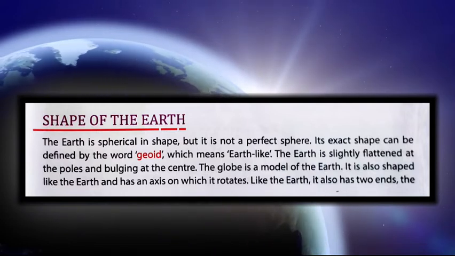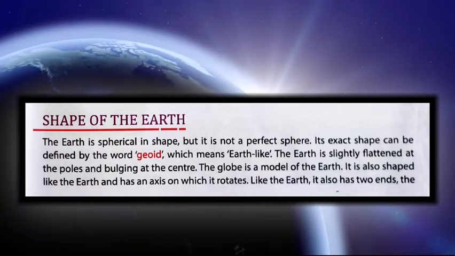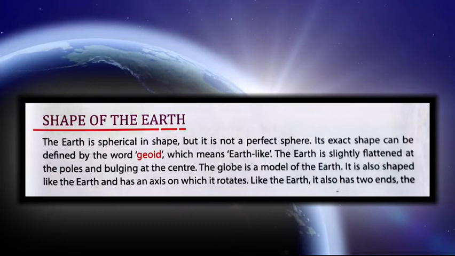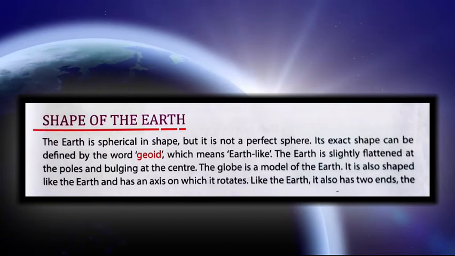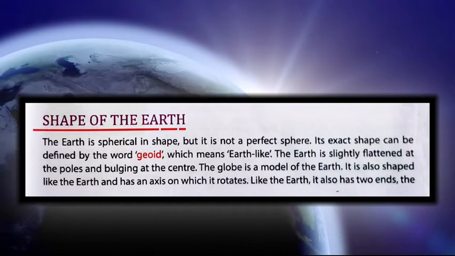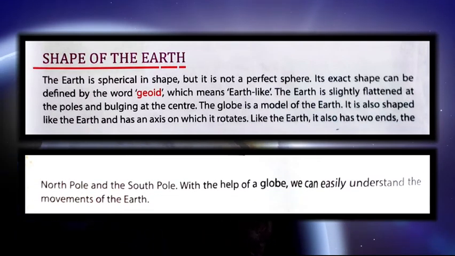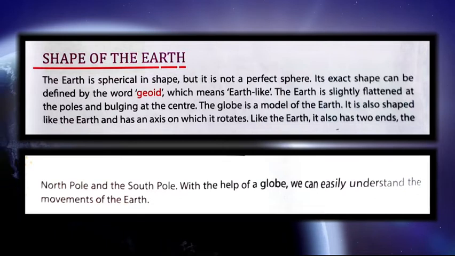The shape of the earth is a sphere, but it is not completely round. It is flattened at the poles. On the top it is the North Pole and at the bottom it is the South Pole. And the earth is bulging at the center. Bulging means swelling outward, which means the earth is flattened at the poles and bulging, or swelling outward, at the center.